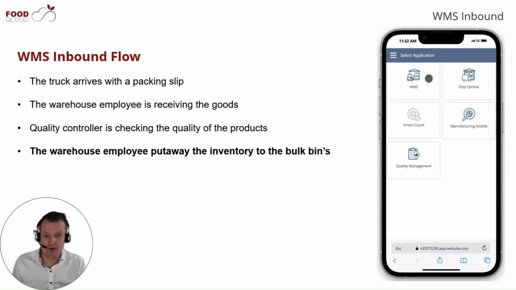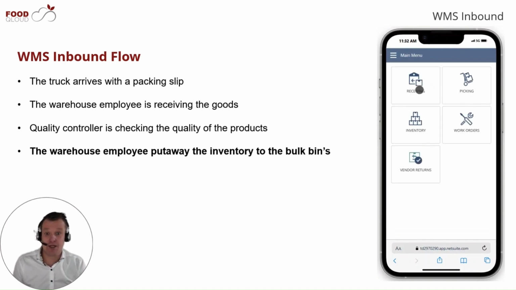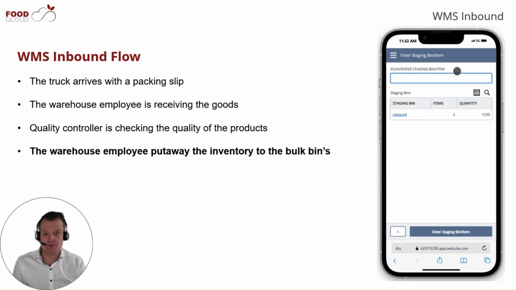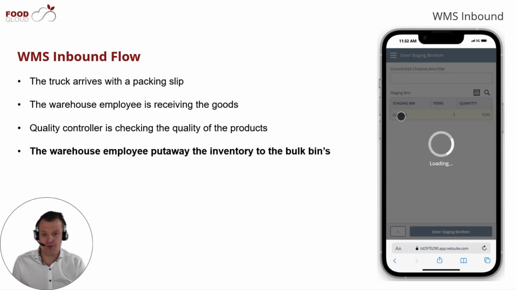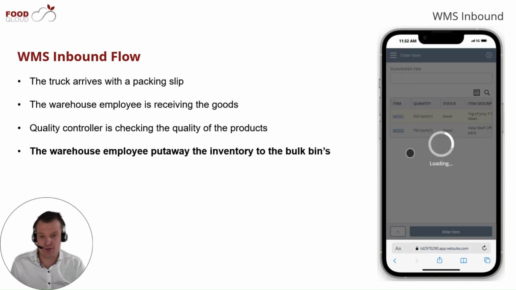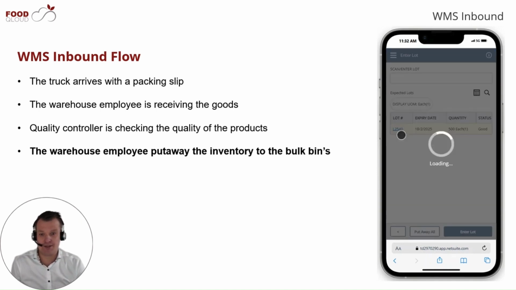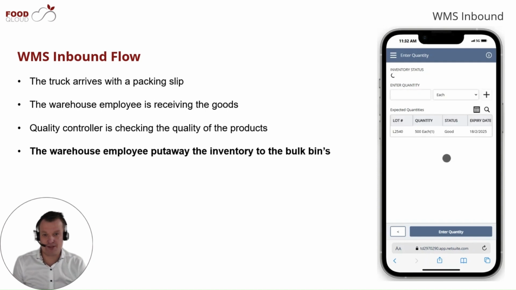Now I am the warehouse employee. We'll put away the inventory. We go back to the WMS section, and we press receiving, put away, and we're going to do a bin put away. You have all inbound staging bins here. So we press on the inbound bin, and here we can see which items we can place from the inbound bin to the storage bin. Now you can see here the 500 eaches of the lot we just received with the inventory status good.